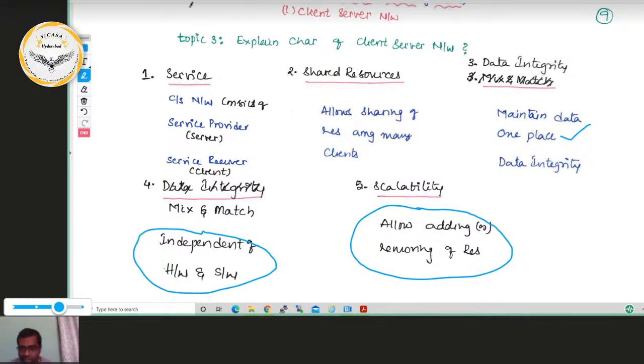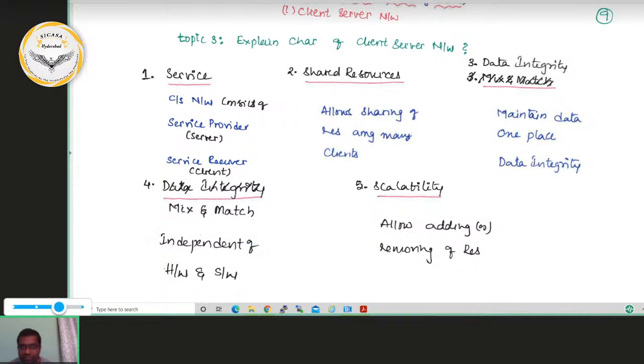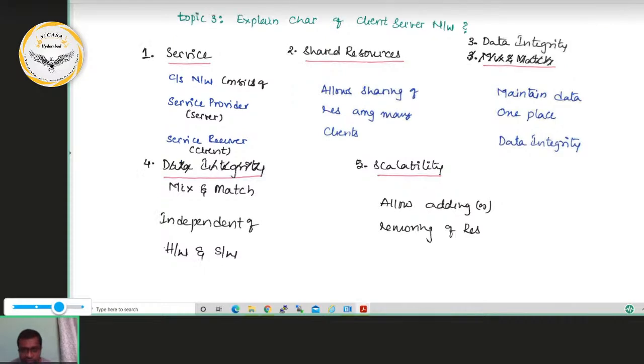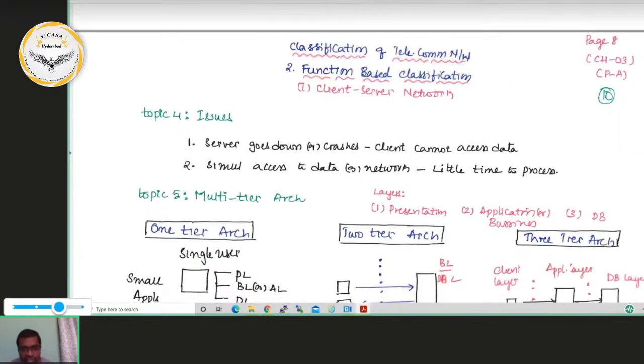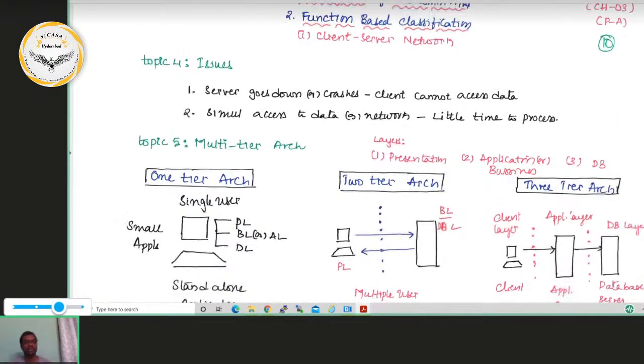Now let us move to the fourth topic in client-server network. After this, we have the last 2 topics. What are the issues in client-server network? What are the basic issues of client-server network and multi-tier architecture? What do you mean by issues? We have 2 issues basically.